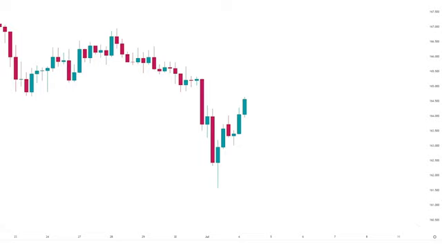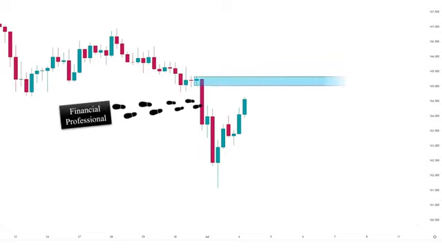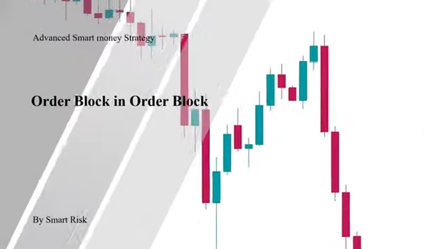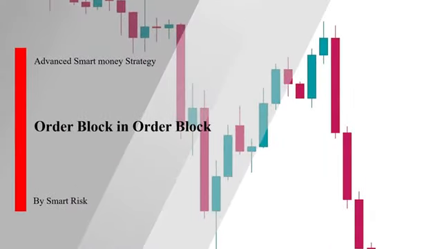The smart money trading system is based on finding the footsteps of the smart capital, placed in the market by financial professionals, and entering the market with them in the same direction. In this episode, we will show you an entire advanced smart money trading strategy that will completely blow your mind. We call this trading strategy order block in order block.